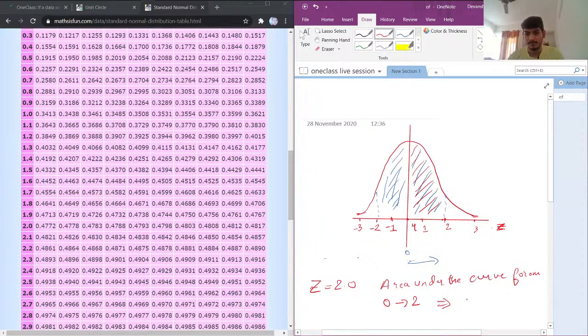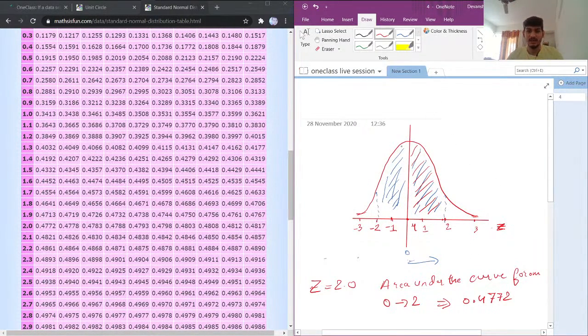is 0.4772. So let me just do one thing. I think I have taken the wrong table. 0.4772. Yeah, I've taken the correct table. So we get the value.